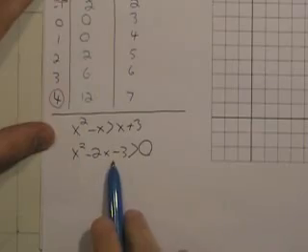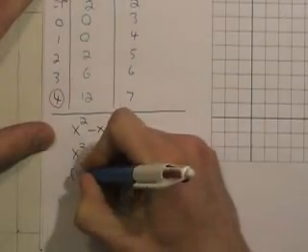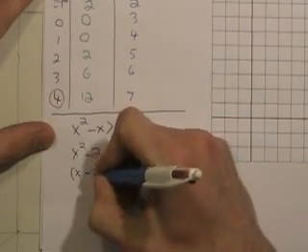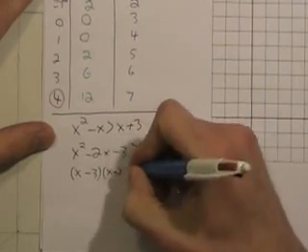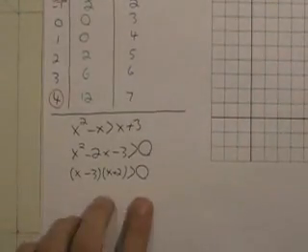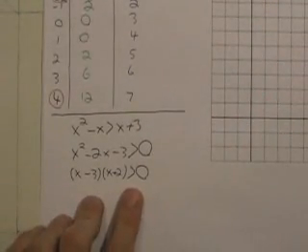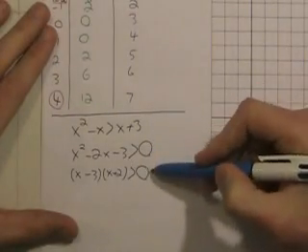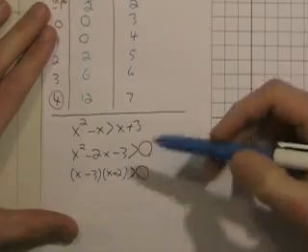So can I factor this? It factors into x minus 3 times x plus 2, greater than 0. And now this is good news. This is what we want, because we know that anything that solves this will also solve this, but this is easier to see.